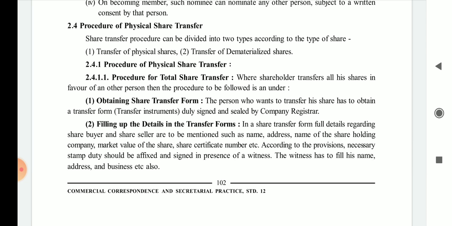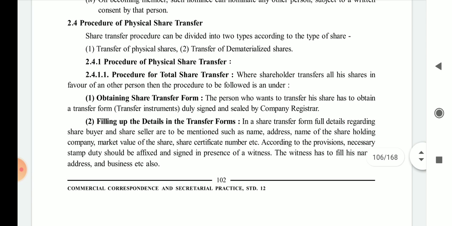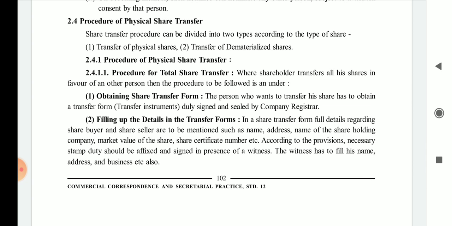Physical shares means the shares which can be touched, or physically seen, or physically moved from one place to another place. That is the physical share. And next one is the dematerialization of the shares. Dematerialization of the shares means the shares which are handled on the computer in a digital way, that is known as the digital share, demat share. Clear? Now the procedure of the physical share transfer, which can be asked in 3 or 4 mark questions.